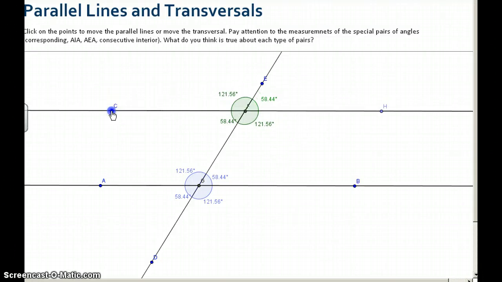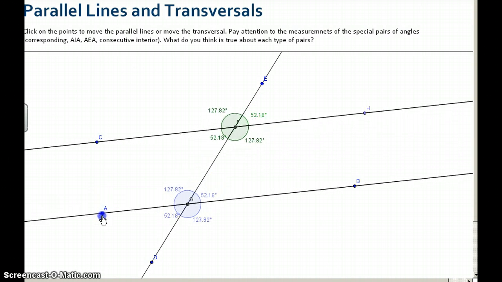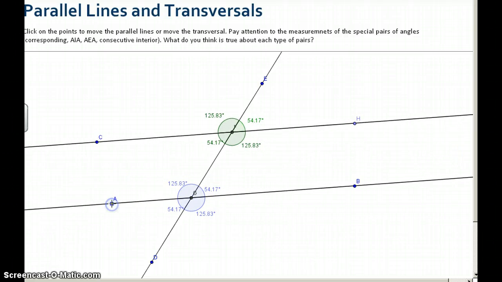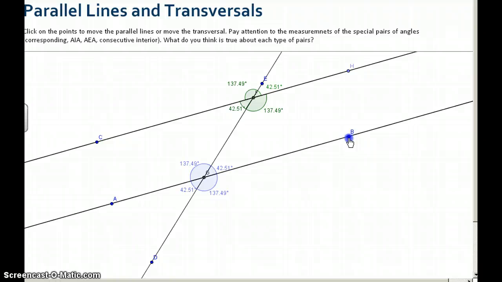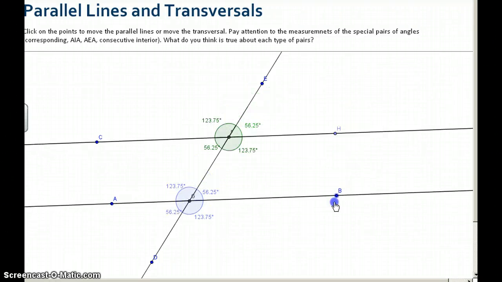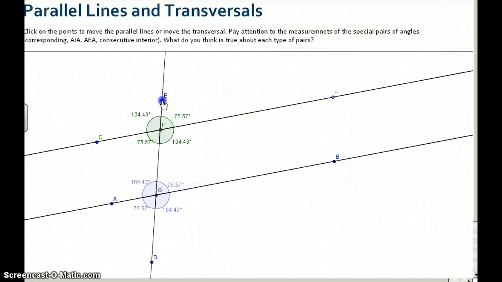As I move these points around, take a look at those pairs. What do you start to notice? Look at your alternate interior angles. This angle here and this one with the cursor, the 125.83 and this one, 125.83. There are your alternate interior angles. Right now they're equal. When I move this around, the angles change, but they remain equal. As I move the transversal around, alternate interior angles are still congruent. The 75.58, those two alternate interior angles are always going to be congruent.